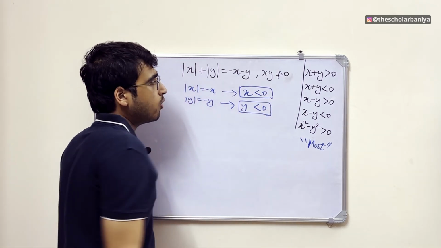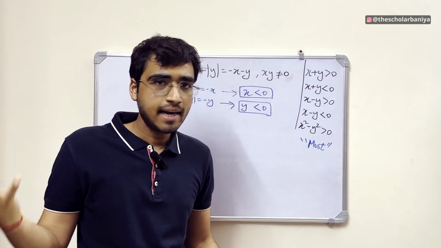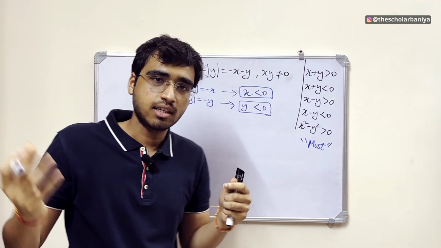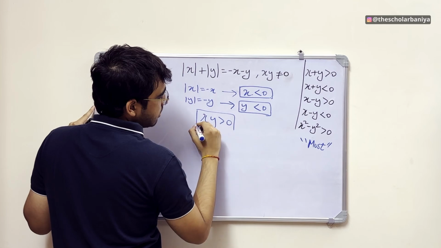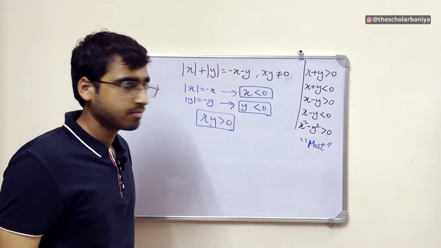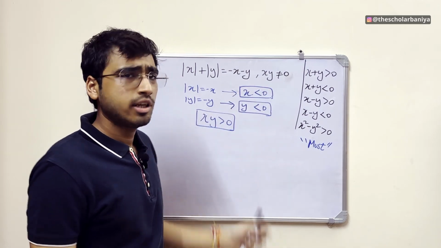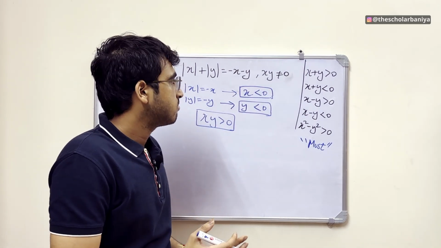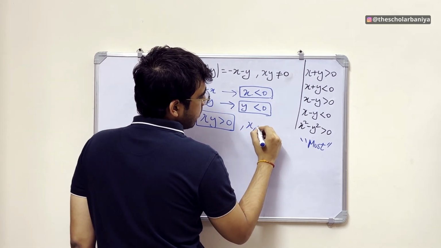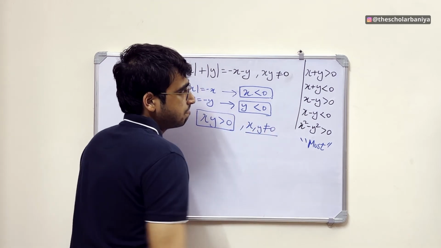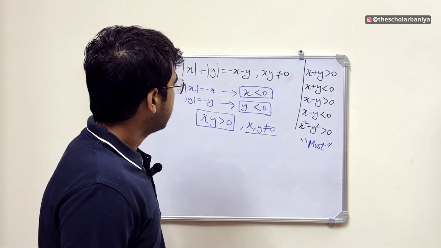Now, if x is less than 0 and y is less than 0, then the product xy will obviously be greater than 0. For example, -2 times -3 will be +6, because minus into minus becomes positive. So xy is greater than 0, and we are also given that xy is not equal to 0. That means x cannot be 0 and y also cannot be 0. Now we have to check all the options given.